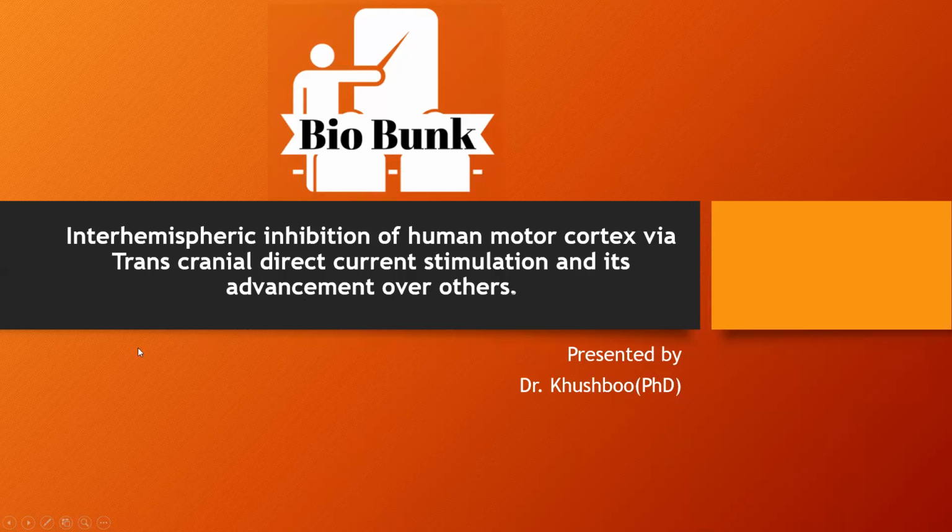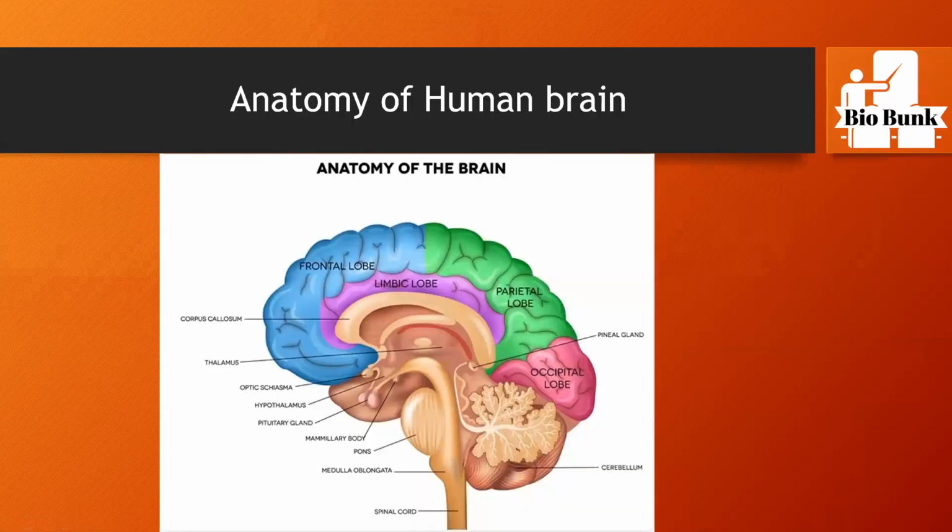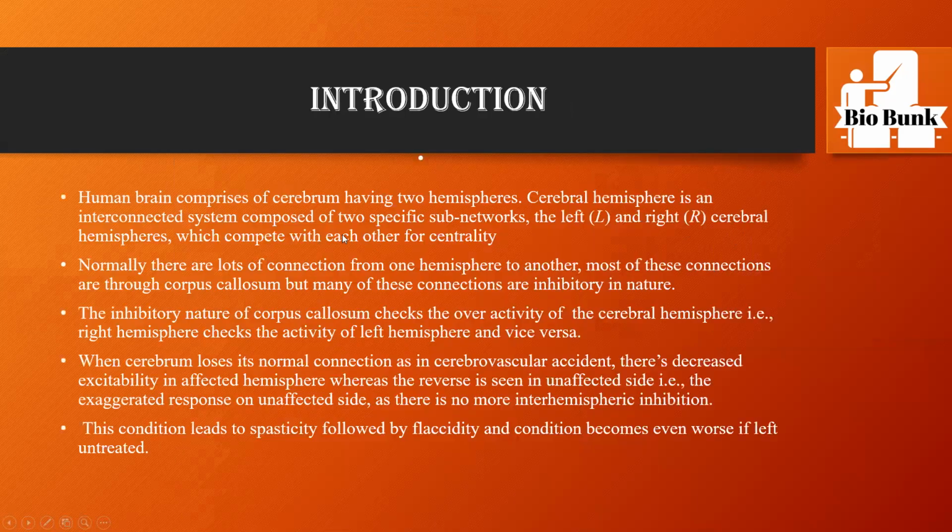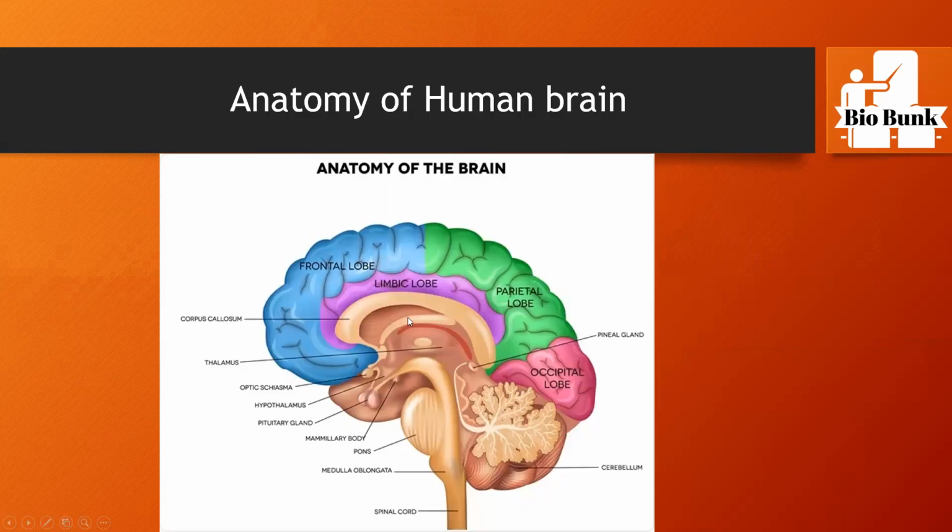In this section, we have taken a topic called interhemispheric brain inhibition of human motor cortex via transcranial direct current stimulation and its advancement over others. The theme here is to first understand the anatomy of the brain, where we have two cerebral hemispheres.